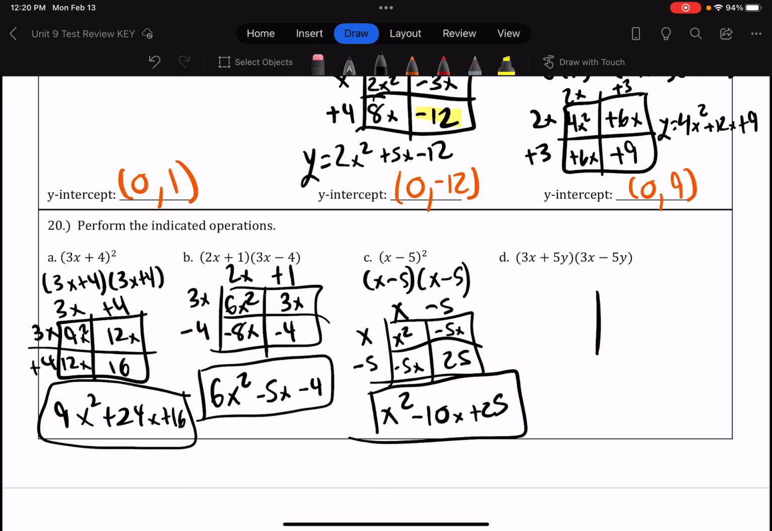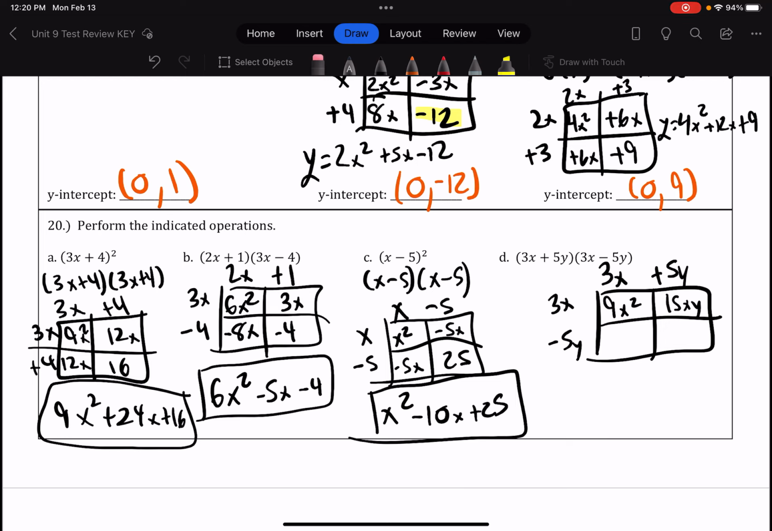Last but not least, I've got 3x plus 5y multiplied by 3x minus 5y. That's going to give us 9x squared plus 15xy. So I know that looks a little different, but that's okay. Let's see what happens. Minus 15xy. So I'm going to actually cancel out that term. And then 5y times negative 5y is going to give me a negative 25y squared. But guys, if I'm looking at these, 15xy plus a negative 15xy, those just cancel each other out. So I'm left with 9x squared minus 25y squared.